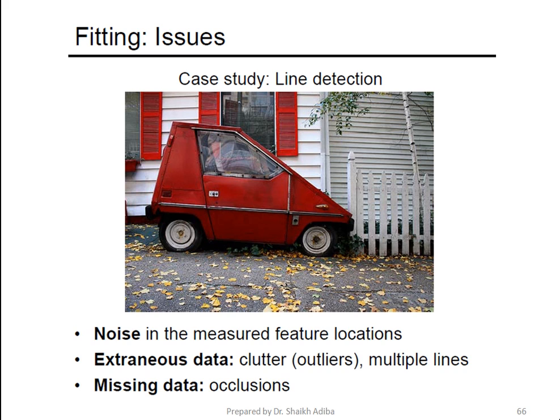The things related to these issues are, first, noise in the measured feature location that you have to look for. Again, you have to deal with extraneous data such as clutter or outliers, or if there exist multiple lines. We even have to face the problem of missing data, as some objects may occlude some other part of the object in the image scene.